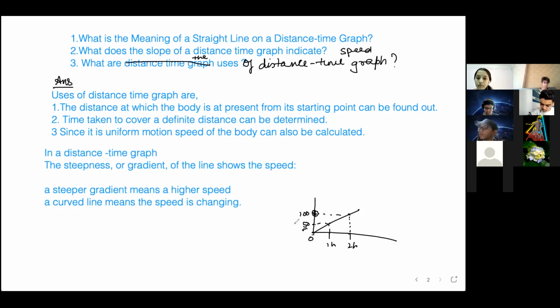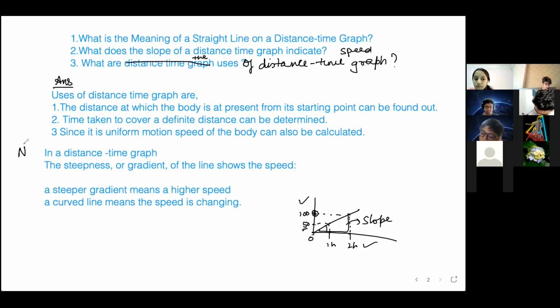In the reverse way, if the question is asked how much time the object took to cover 100 meter, you will drop a perpendicular from 100 meter, from here to here. So it is 2 hours. So you will say that 2 hours time was taken by the vehicle to cover 100 meter. So anything you can find out, distance, time, and you can find out speed also. Speed can be found by finding the slope or steepness or gradient, anything you can say.